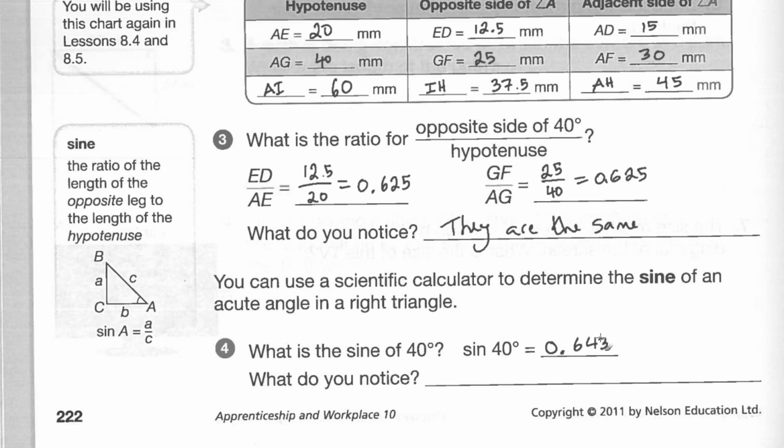And now when you put sine 40, you should get the right answer of 0.643. What do you notice about 0.643? Well, it might not be totally obvious, but 0.643 is close to 0.625. And that's going to become important in a moment here.